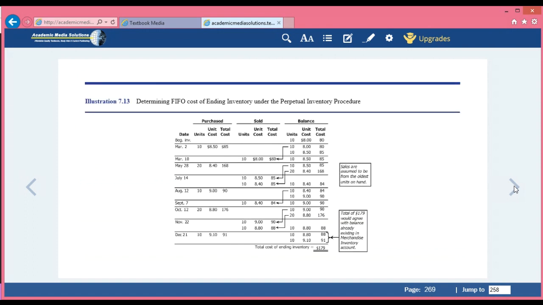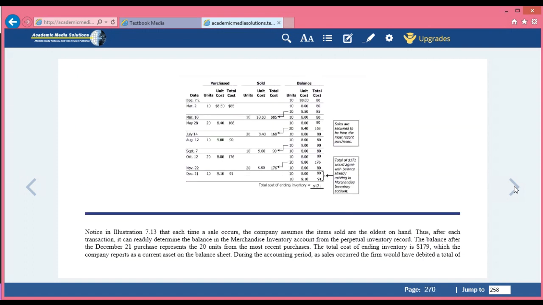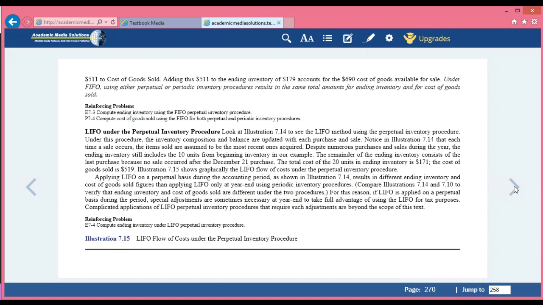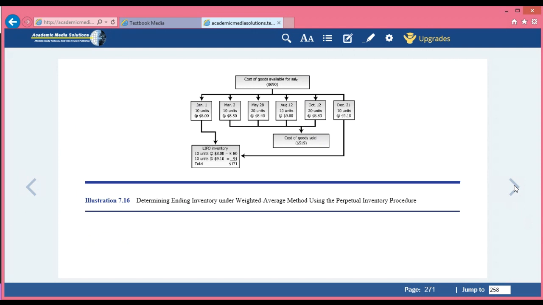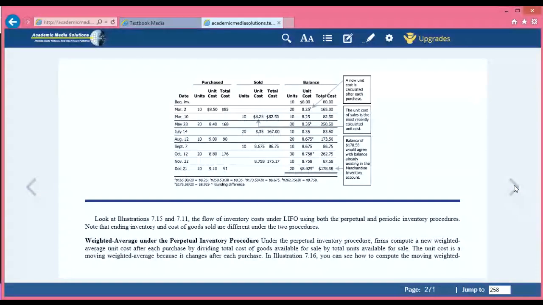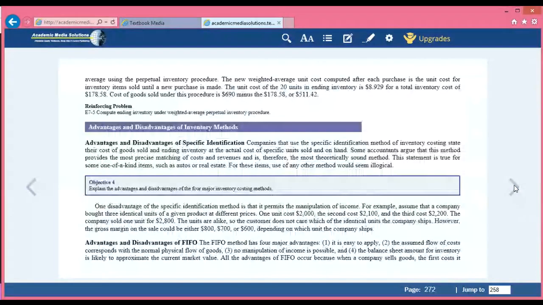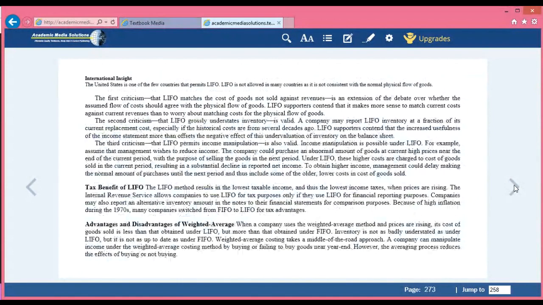And weighted average, that one's pretty easy. The only way, and again, skip LIFO under perpetual inventory, the only way that you're really going to get a handle on this is to do the problems that I've assigned and to go over the ones that I go over with you. Hopefully they'll help to clear up a lot of this stuff in here.